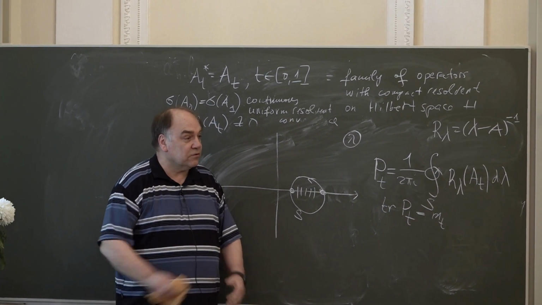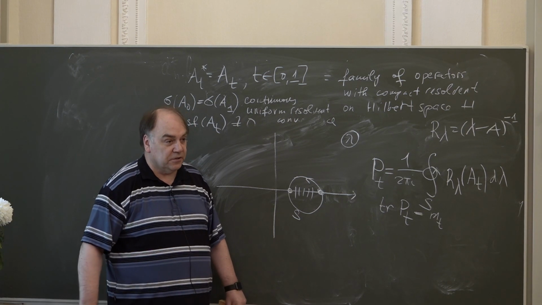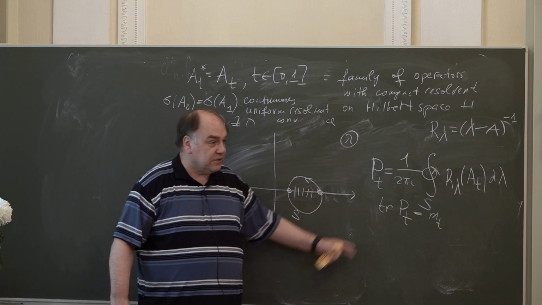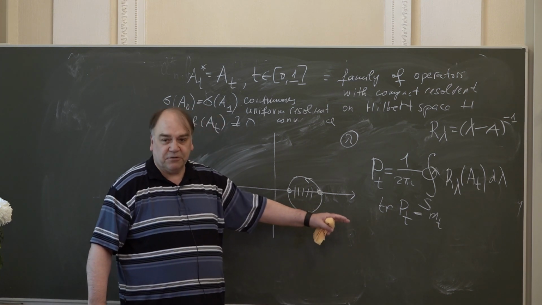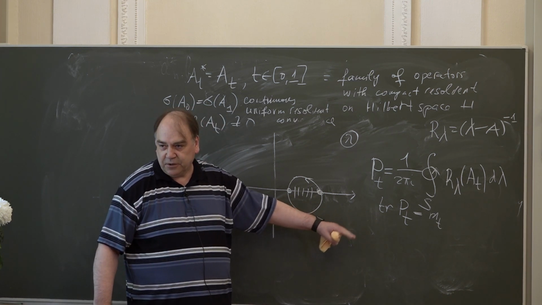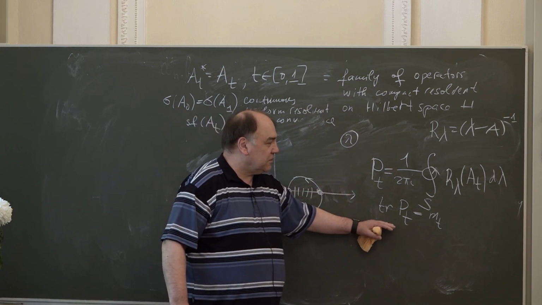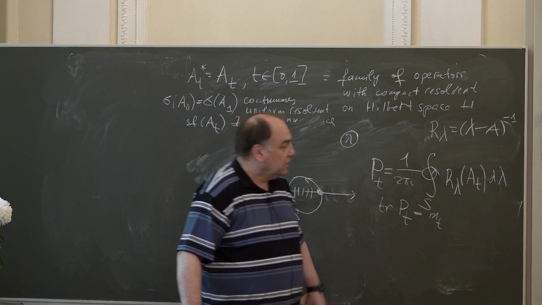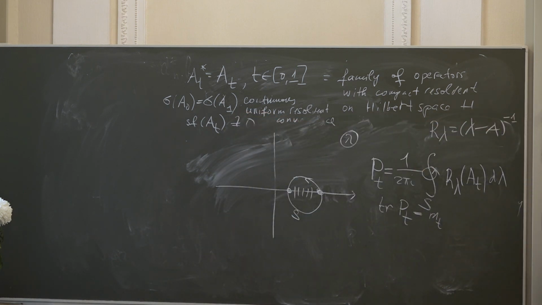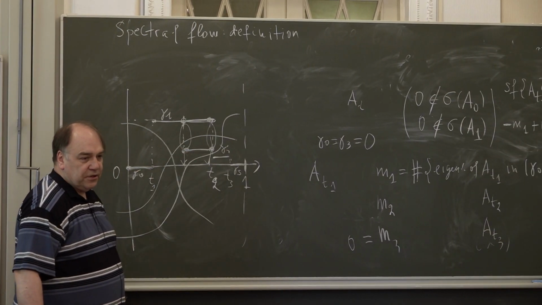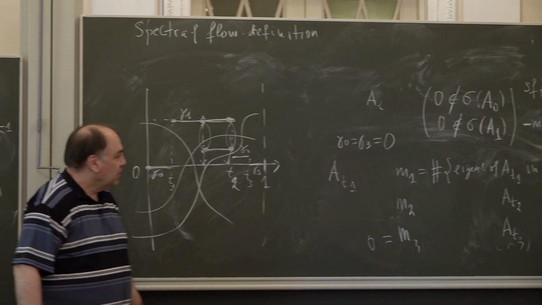And it is also finite dimensional, finite rank. So its trace is continuous, and the trace is an integer. It is the number of these eigenvectors. So it can only be constant. Thus, moving the step of our broken line does not change anything in the definition of the spectral flow.